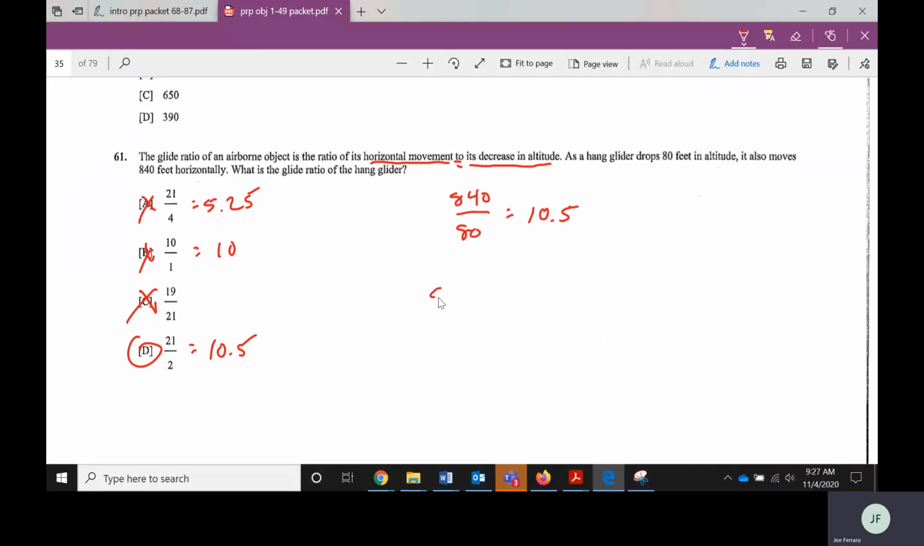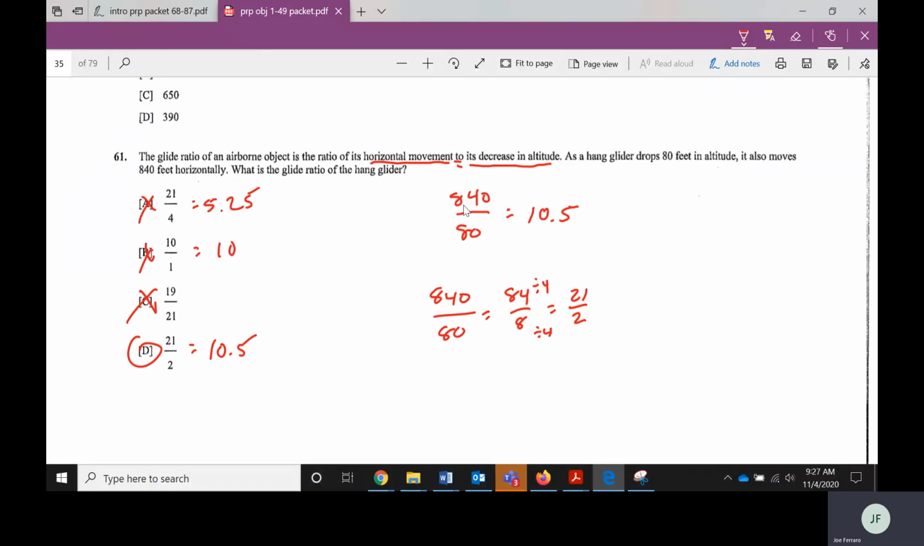Okay, again, if you're doing a fraction, you can divide each by 10 first, and you get 84 over 8. And then 4 is going to go into both of these, and you get your 21 over 2. Again, if fractions aren't your strong point, you can do it in decimals and then test your answers. Okay, all right, so those are the first two objectives.